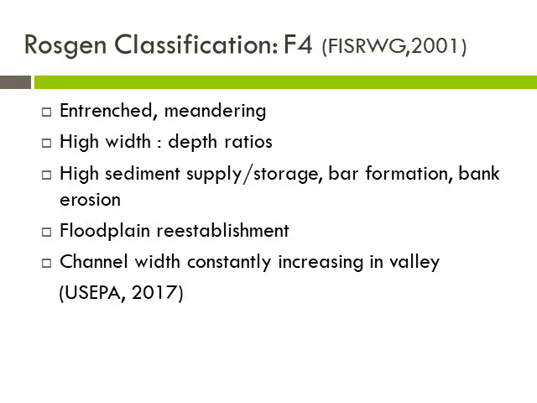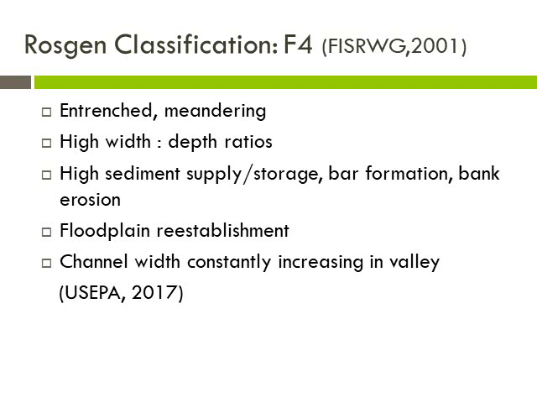Alright, here are some characteristics of class F streams. They tend to be entrenched and meandering, and have high width to depth ratios. Their layout tends to mean they have a high capacity to deal with sediment, whether they're supplying or storing it.